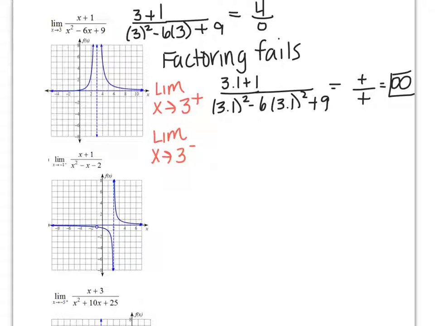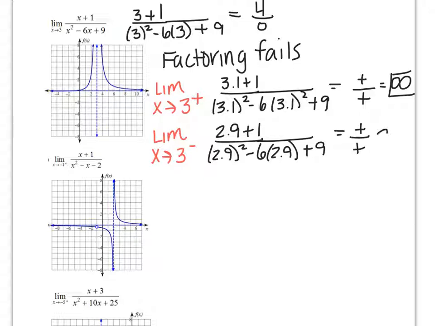Now I'm going to do the same thing as x approaches 3 from the left. So I'll pick a number that's a little bit left of 3. So we'll say about 2.9. So 2.9 plus 1 over 2.9 squared minus 6 times 2.9 plus 9. Alright, again, take a minute, pause the video, and hit resume when you're ready. Alright, I got a positive over a positive, which reduces to positive infinity.